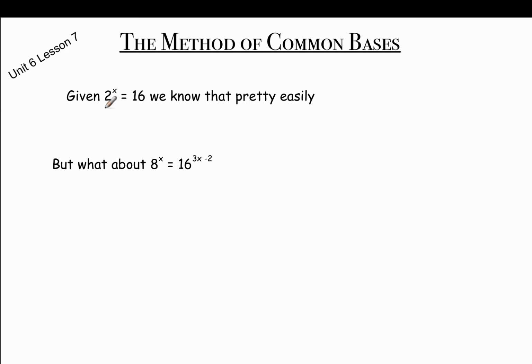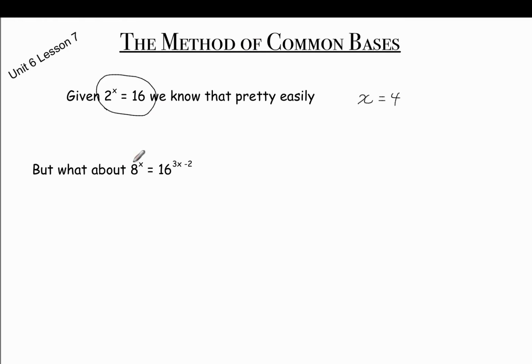If I asked you to solve 2 to the x is 16, you'd think that's pretty easy. You'd shoot right out that x is 4. It's a known fact. But how about this? What about 8 to the x equals 16 to the 3x minus 2? Now we're stuck with a really hard problem because you're going to start guessing numbers, like 8 squared is 64, and it can get quite tedious to guess and check. So what we want to do is look for a common base.